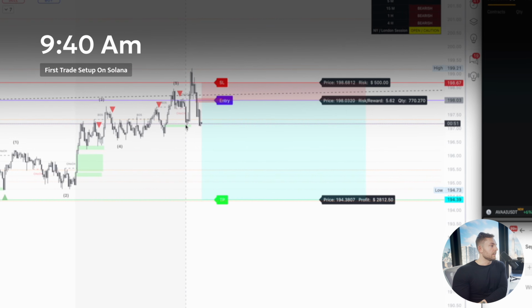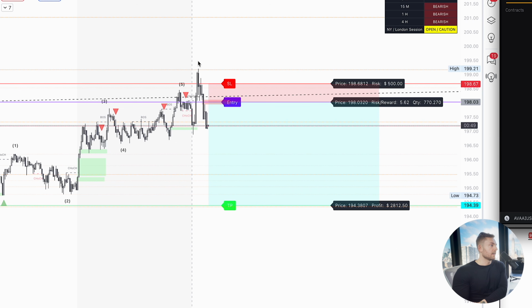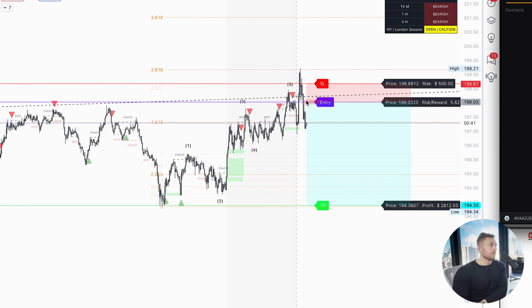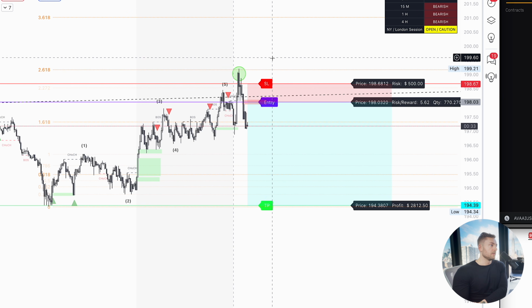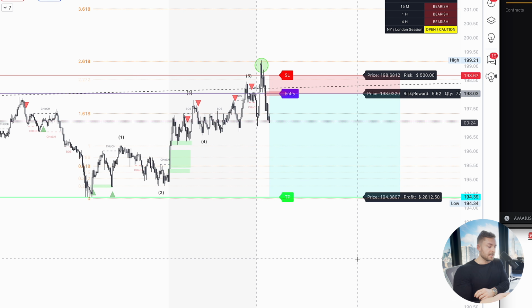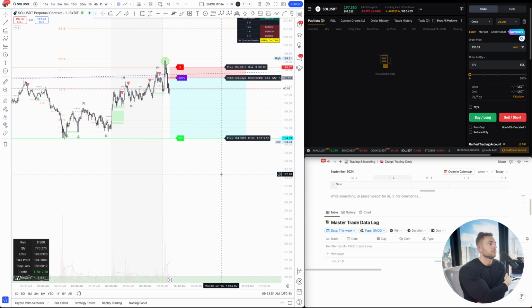Now we do have a change of character underneath this level. We wicked through that level and completely failed off of that resistance zone. So if the price comes up and taps back into this zone again, we have resistance, we have a fair value gap, we have that blow off sweep up here. If this taps in, I'm going to take an entry short and hopefully play this to the downside if we get a retest.